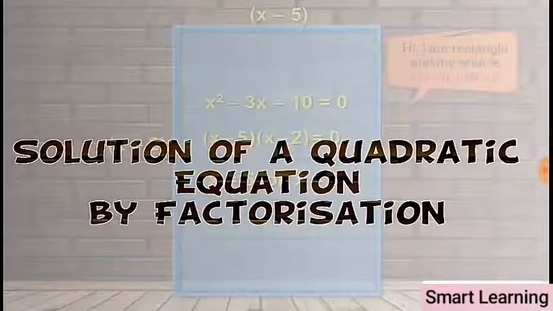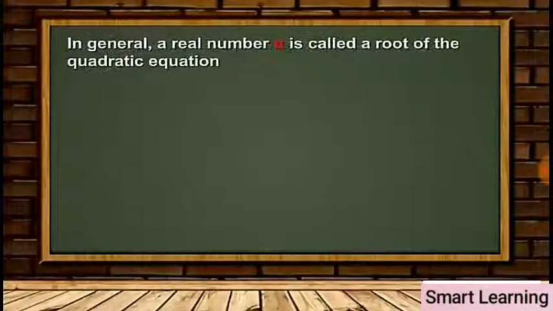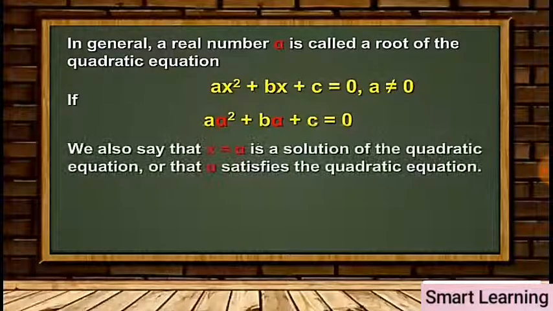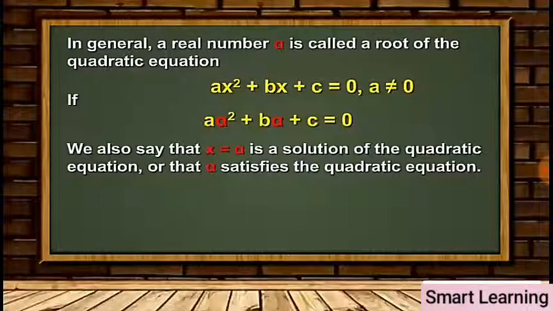In this module, we will learn solution of a quadratic equation by factorization. In general, a real number alpha is called a root of the quadratic equation ax square plus bx plus c is equal to 0, where a is not equal to 0. If a alpha square plus b alpha plus c is equal to 0, we also say x is equal to alpha is a solution of the quadratic equation, or that alpha satisfies the quadratic equation.